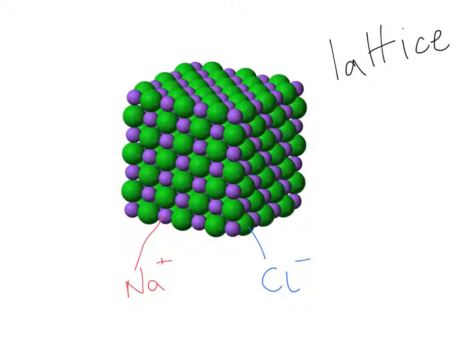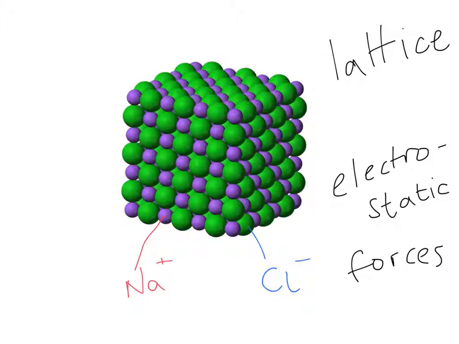This regular arrangement of ions is called a lattice structure. And there are really strong forces of attraction between those ions called electrostatic forces, which make ionic compounds really strong.